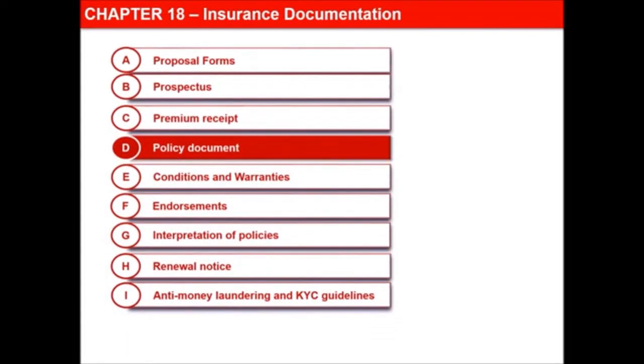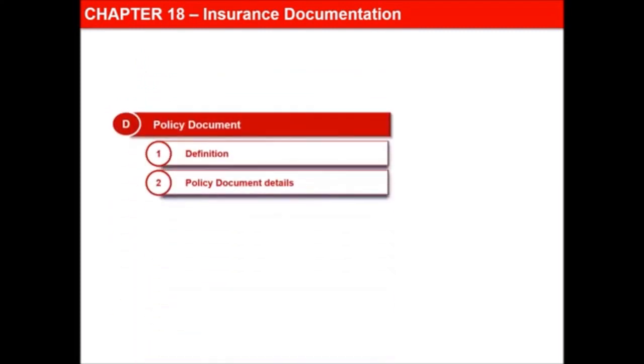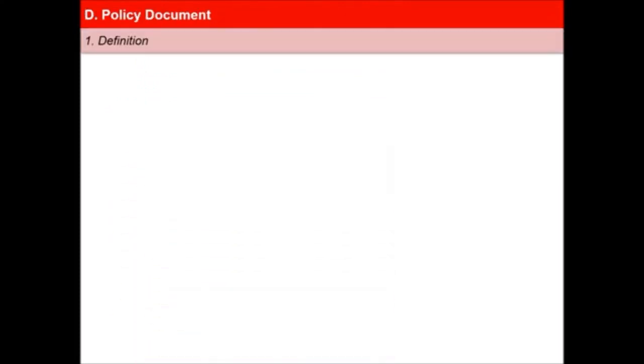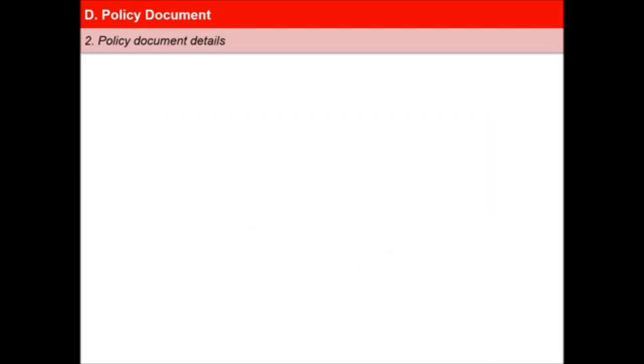In this next video of the lesson, Insurance Documentation, we will learn about Policy Document. Here we will cover the following concepts. The policy is a formal document which provides an evidence of the contract of insurance. This document has to be stamped in accordance with the provisions of the Indian Stamp Act 1899.